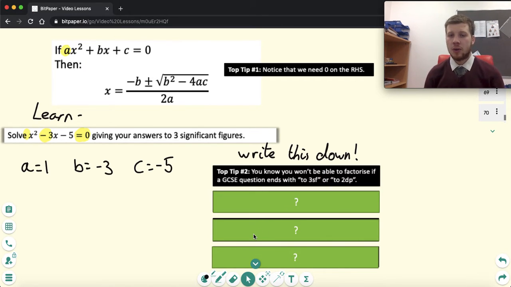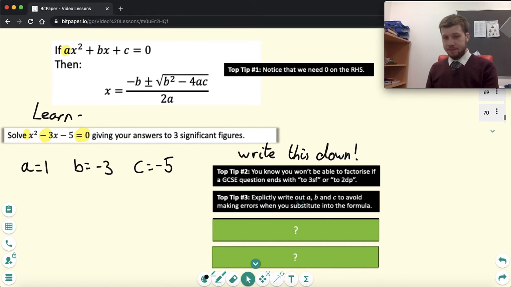This is important to actually write it out, and you know you're going to have to use the quadratic formula whenever it tells you that its answer is to 3 significant figures. So the next step is to actually substitute it in. In order to substitute it in, all we do is replace my letters in here with my values here, like we did in the starter.